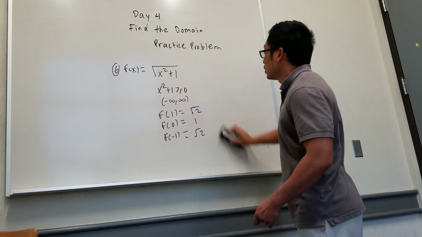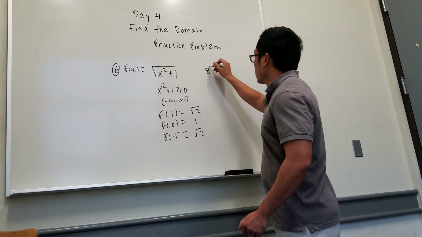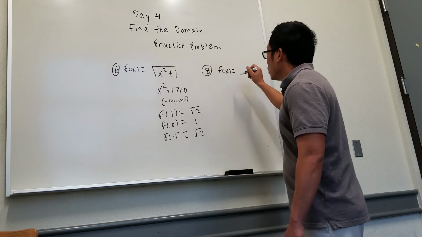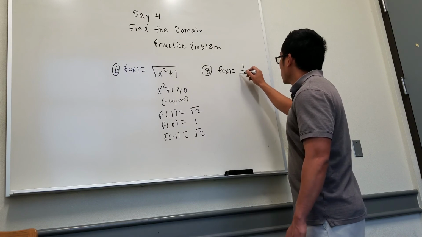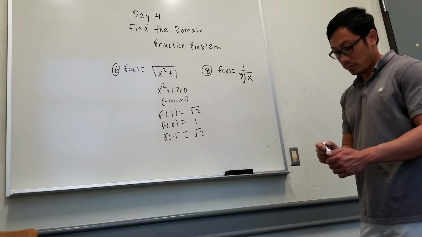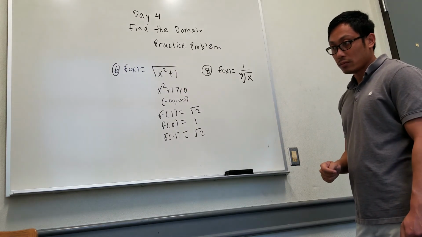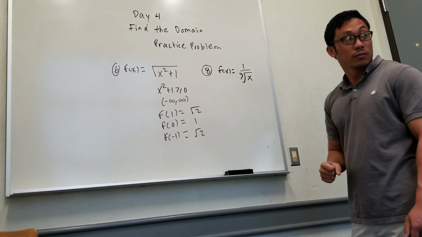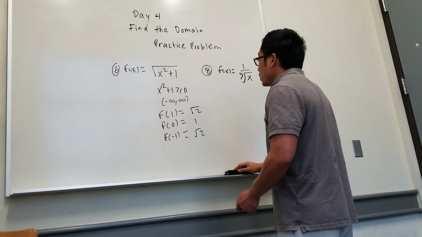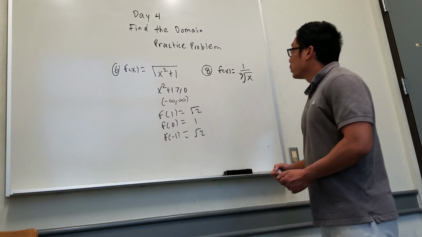All right, last one. This should be the last one. So f of x equals 1 over the cube root of x. So what's the domain of this one?